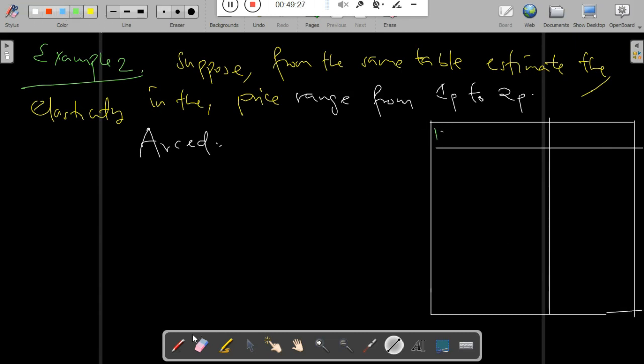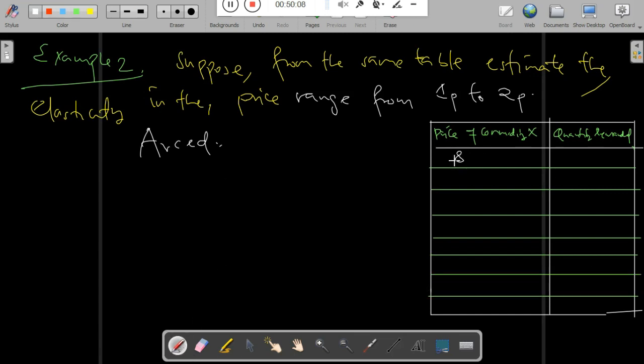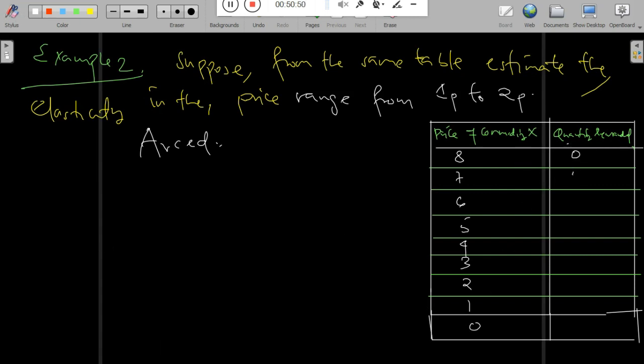So it will be better now if we sketch out the data given for what we are asked to calculate. So we have the price of commodity X and we have the quantity demanded. At the price of commodity X we have 8, 7, 6, 5, 4, 3, 2, 1 and 0. And the quantity demanded on the right-hand side we have 0, 5, 10, 15, 20, 25, 30, 35 and 40.